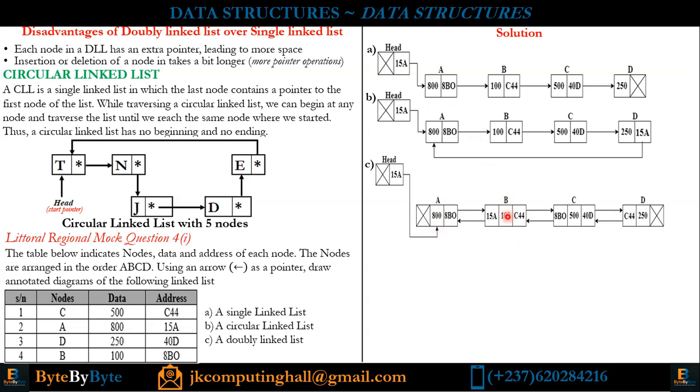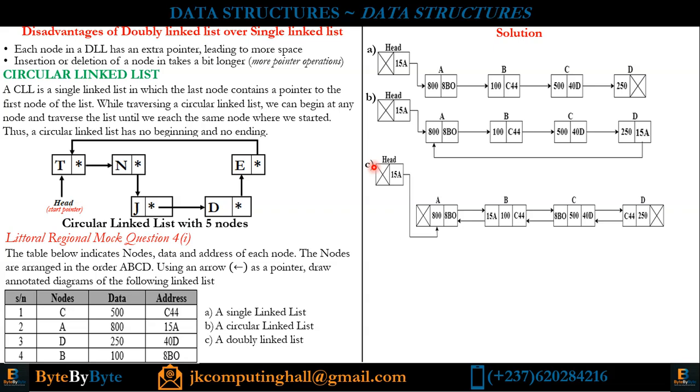Now, all these middle nodes are the same as that in a single linked list, with the only difference that we have again a pointer pointing back. So B has a pointer of A, which is 15A, and C has a pointer of B, which is 8B0. Same thing for D, it has a pointer of C, which is C44. So this is the representation of this table in a single linked list, a circular linked list, and a double linked list.